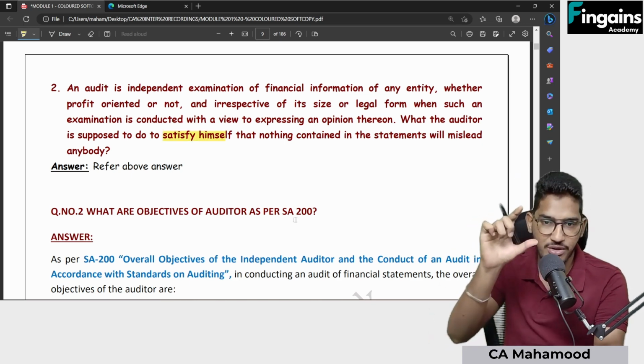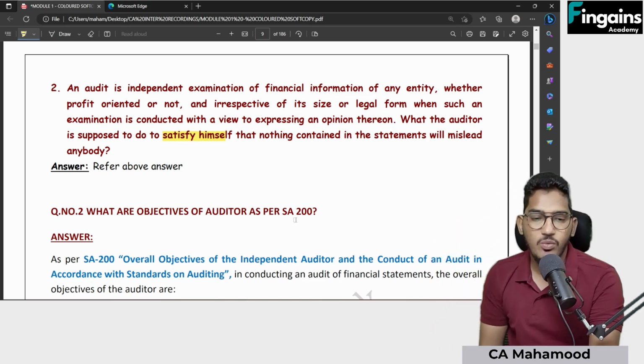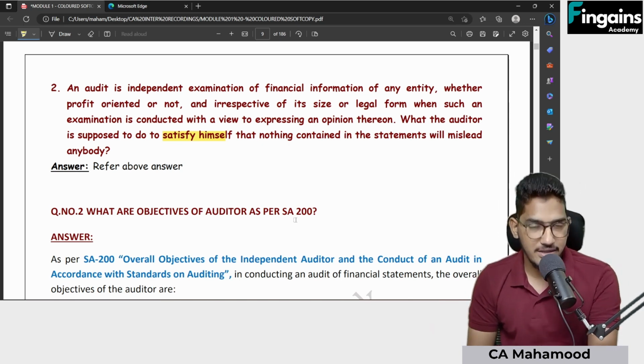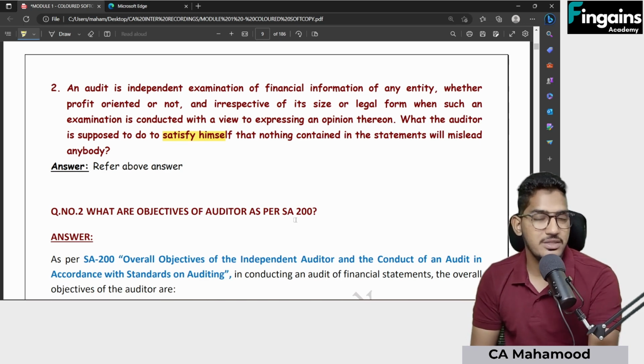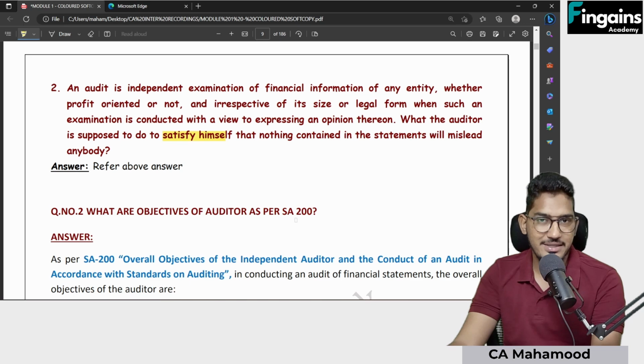First they have given the definition of audit, then they are coming to the question. What is the question they are asking? What is the auditor supposed to do to satisfy himself that financial statements would not mislead anybody? Indirectly, as an auditor, what points will you consider before expression of opinion? See, these kinds of questions will be tested in the examination.